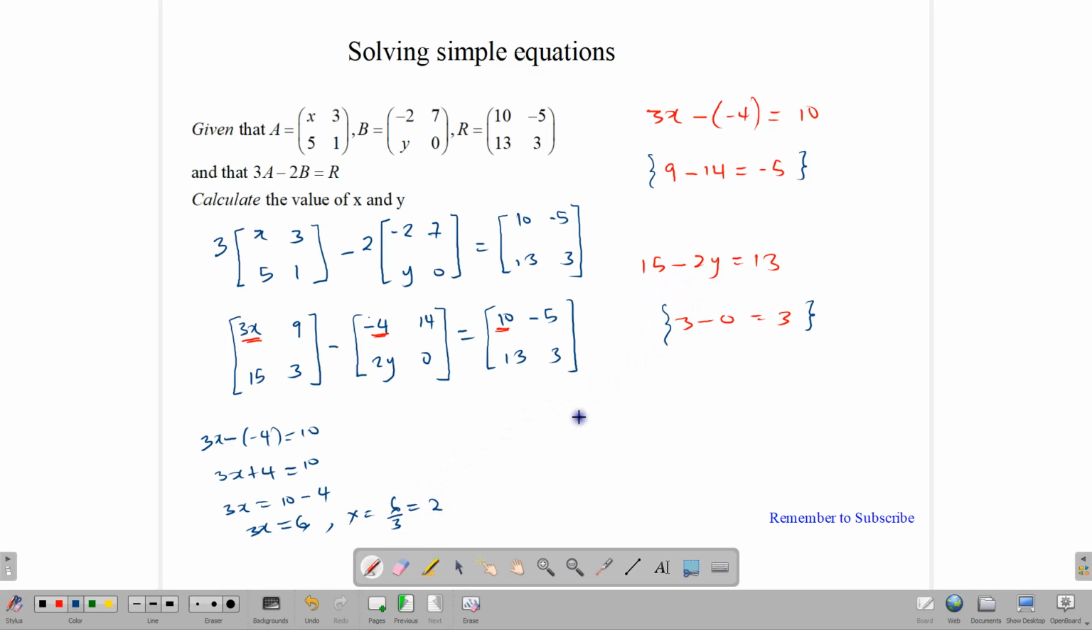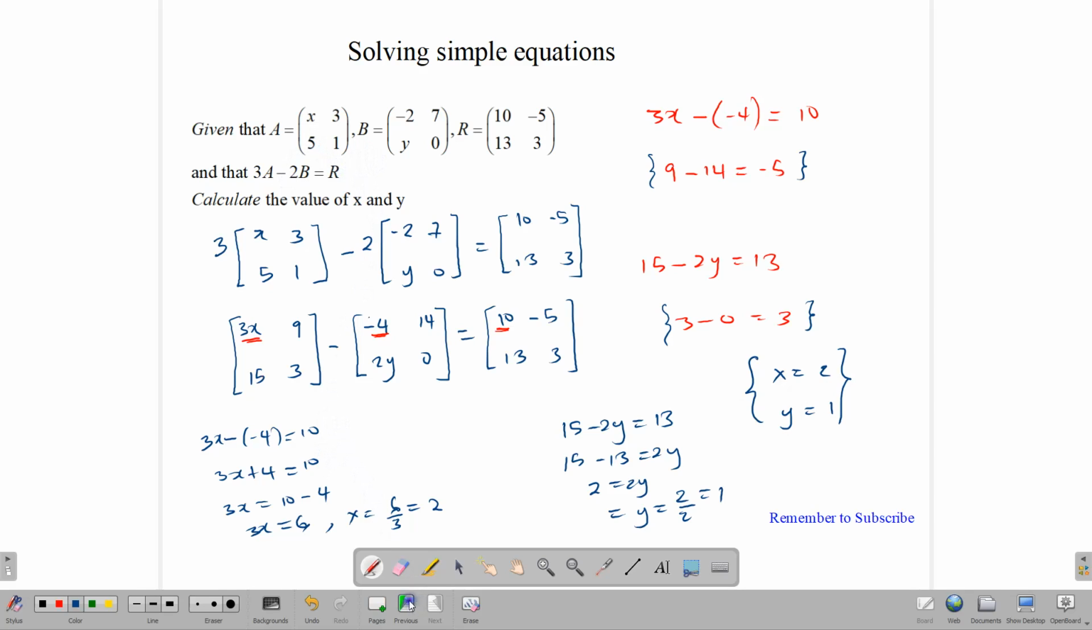From this one, 15 minus 2y gives us 13. We can now say 15 minus 13 is equal to 2y, and 15 take away 13 is 2, so 2 equals 2y, and that tells us that y is equal to 2 divided by 2, which is 1. So our solutions are x is equal to 2 and y is equal to 1. So in our addition and subtraction of matrices, we can also toss in letters to make it more interesting by creating equations and solving simple equations like these.